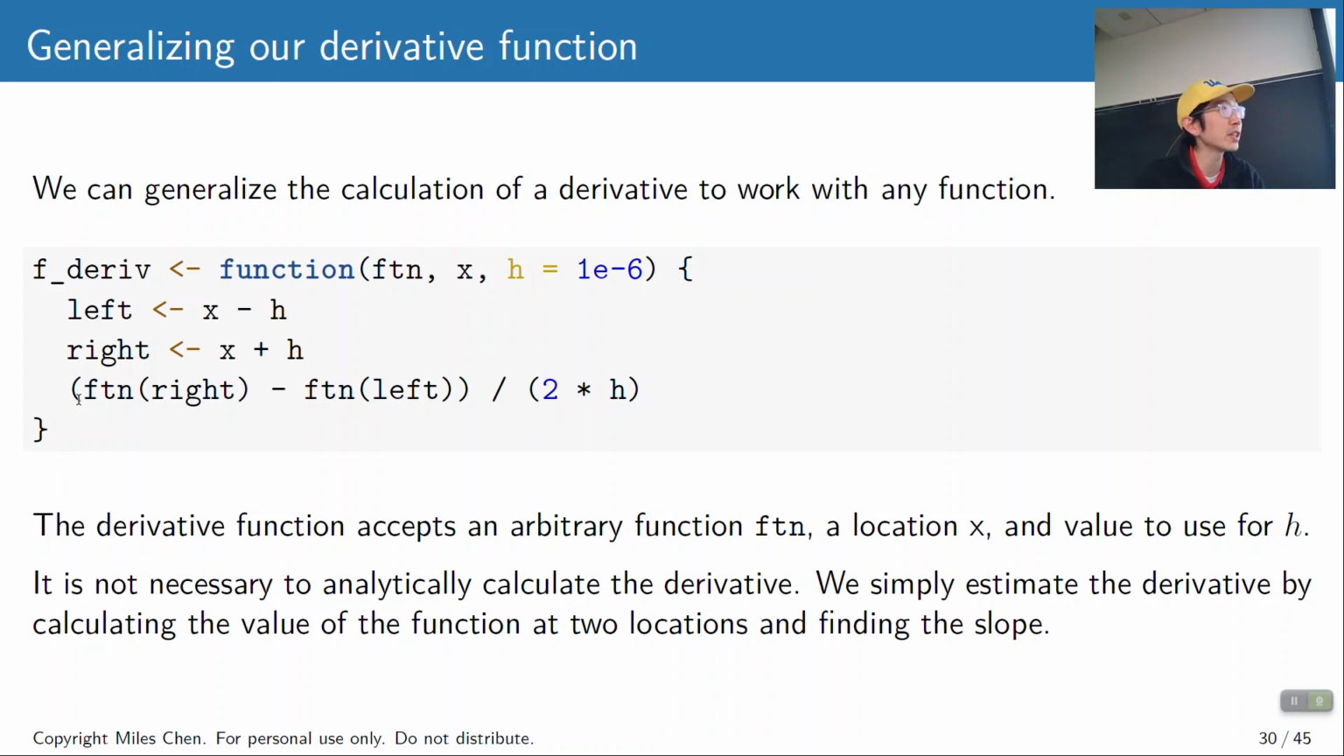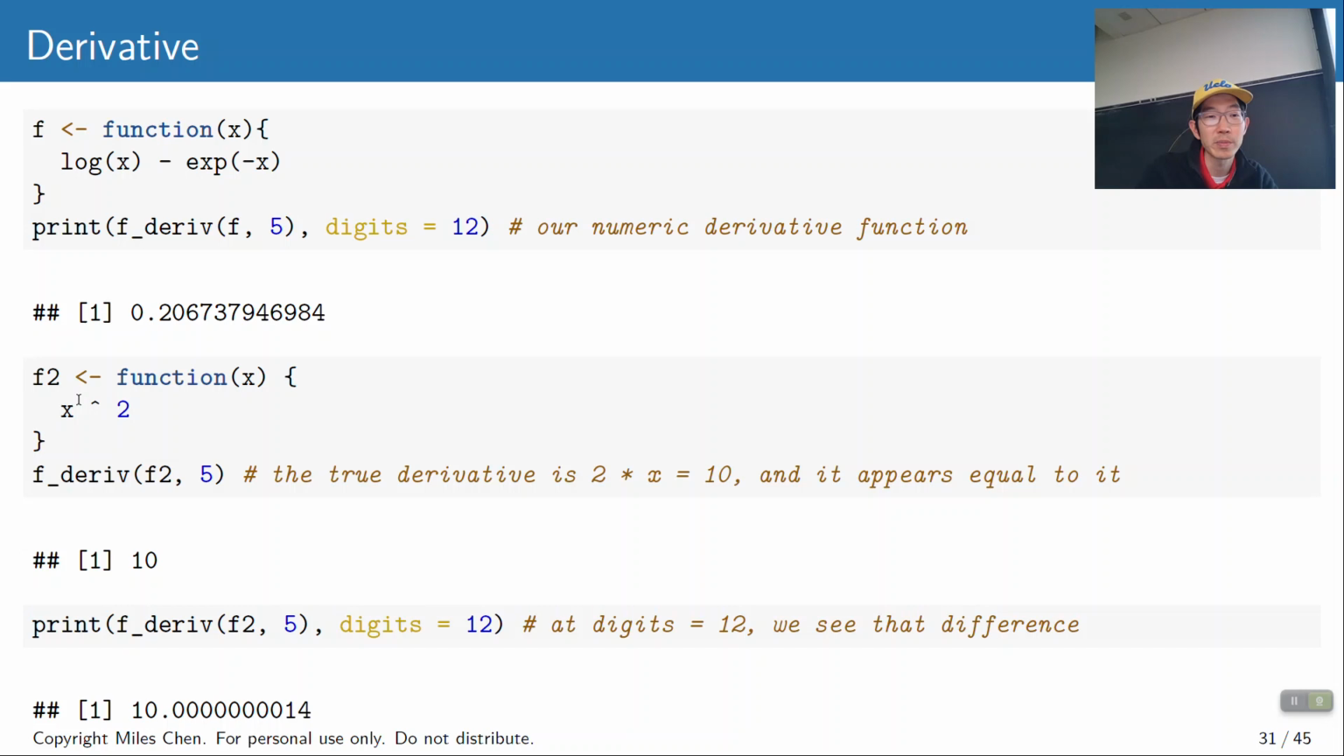You're going to have a function that calculates the derivative. Now, we won't have a symbolic representation of the derivative, but you plug in a value, and this function spits out another value, and that value is approximately equal to the derivative. So here, with the original thing, if my f is log of x minus e to the negative x, I can find the derivative of f at 5, and it gives us our value, 0.20673799469.